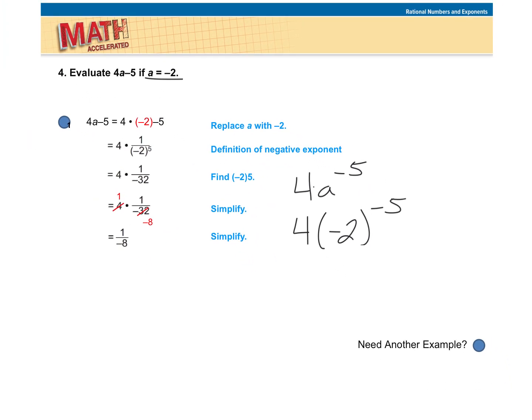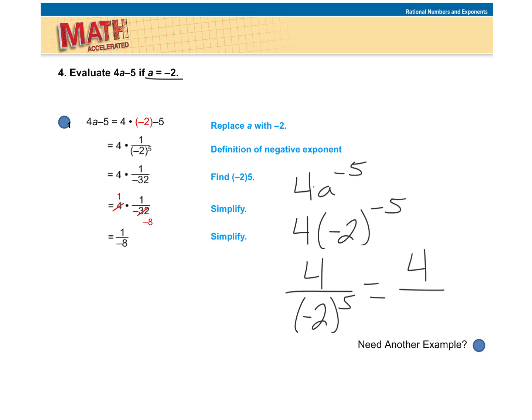So remember, these aren't connected. Okay? Only this part is with the -5. So that 4 is going to stay on the top, over, and then that -2 to the 5th power goes on the bottom. Okay, that 4 stays on the top. Now we're just going to evaluate.